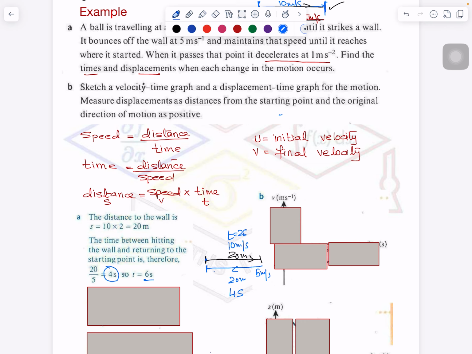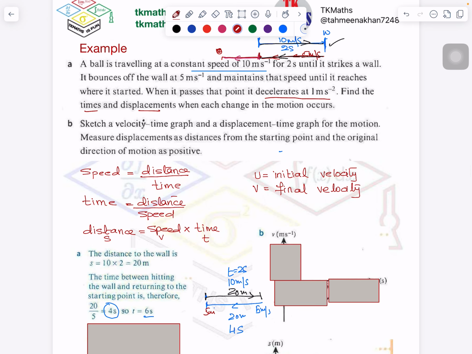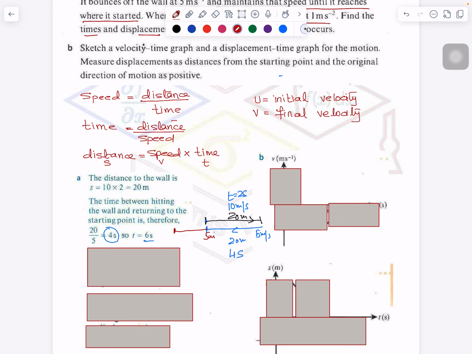Now what happens? Till here, it was 5 meter per second because it was written in the question to maintain that speed until it reaches its starting point. So now after that, constant deceleration starts and then the object will come to rest. Okay, so now we have to find out the time. So if you remember the SUVAT equation, v is equal to u plus at.